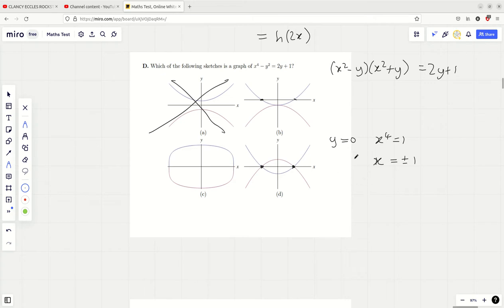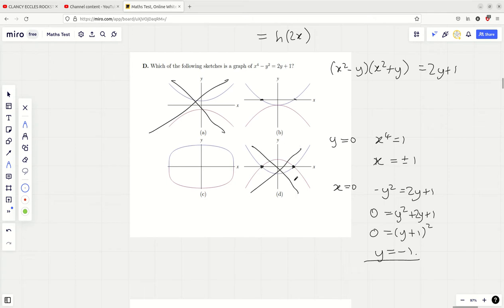So we've got that. But what about if we did it the other way round and we said x equals 0, because on this one x does equal 0, on this one x equals 0, on this one x equals 0. Let's see what happens with x equals 0. We're going to get minus y squared equals 2y plus 1. And so in other words, 0 equals y squared plus 2y plus 1. And that naturally factorizes to y plus 1 all squared. Now that's interesting because that only has one answer, and that is x equals 0, y equals minus 1. We can't have y equals 1 here, which rules out this one actually. And it rules out that one, doesn't it?